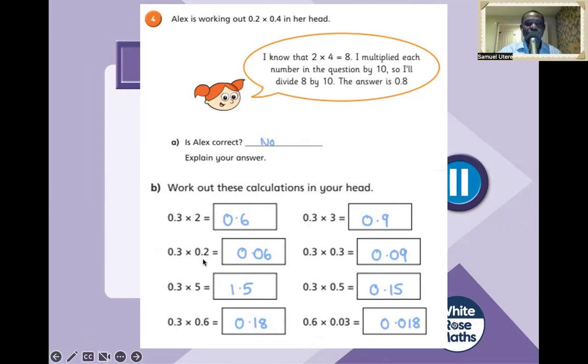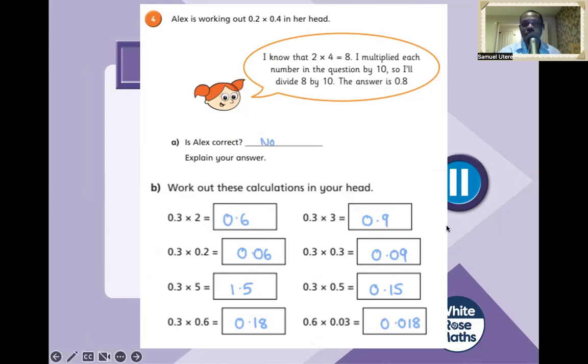Here, 2 times 3 is 6. But here you see this is 10 times smaller and 10 times smaller. So it means you're dividing by 100. So your answer will be 0.06. So that's how you use your understanding of decimal multiplication to answer questions.